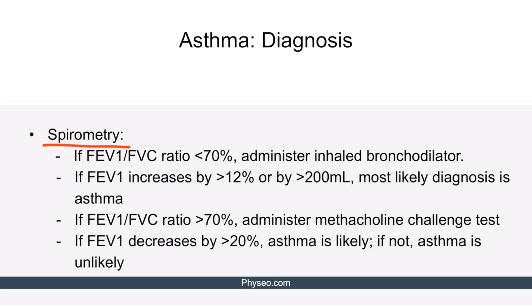is likely. It's worth mentioning that the chest X-ray and the arterial blood gases are usually normal in the patient with asthma, unless the patient is in an acute asthma attack.